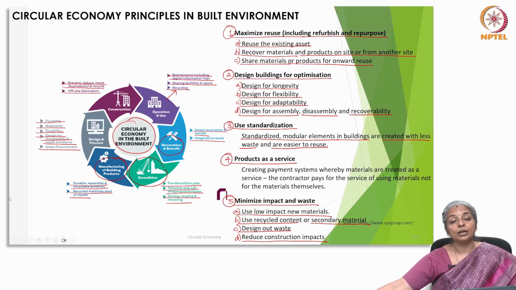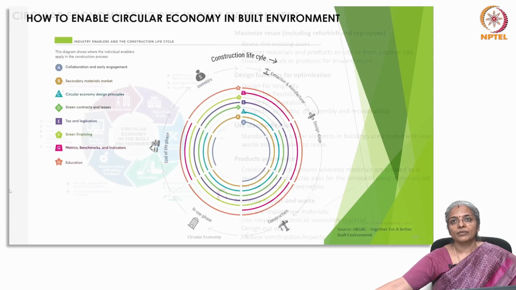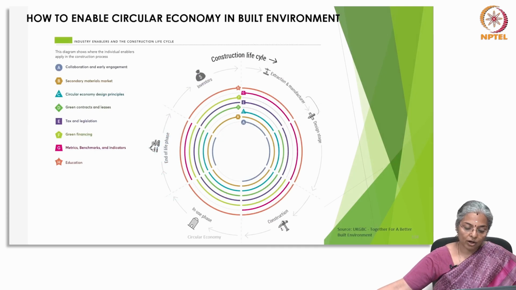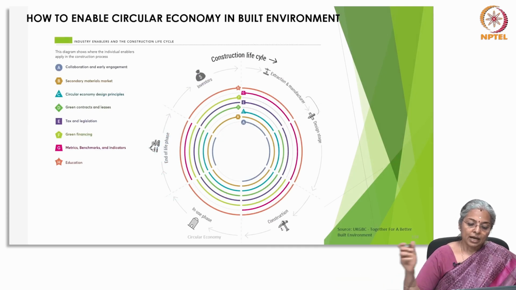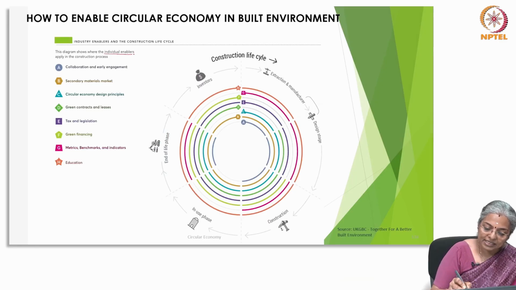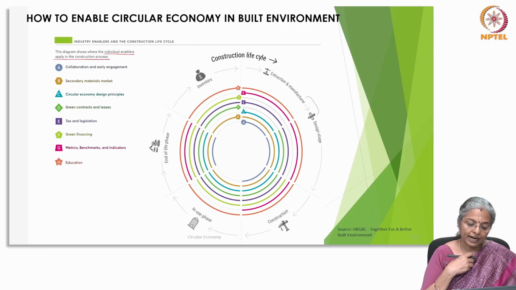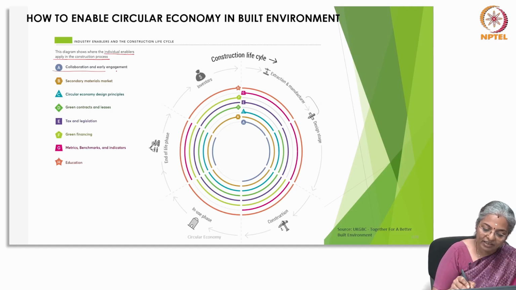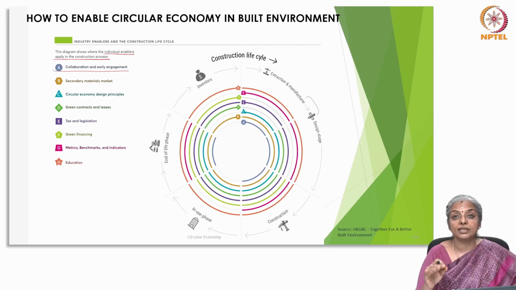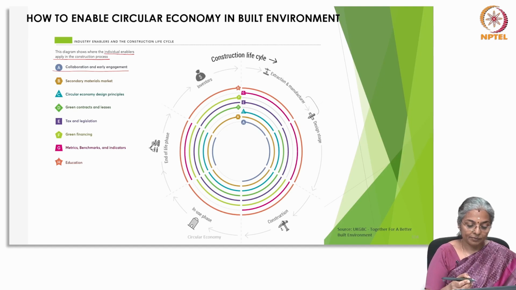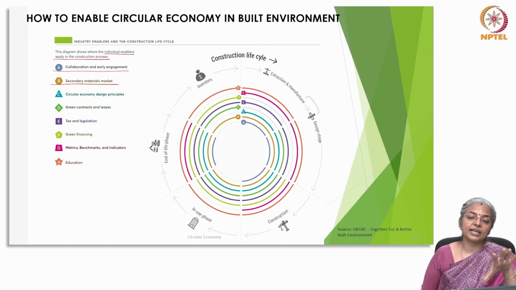When you look at architecture, how can we use circular economy? These are the ways. Now, how to enable circular economy in the built environment? This diagram shows how we as architects can be enablers in the construction process. We should collaborate and have an early engagement with all the stakeholders: client, building manufacturing sector, contractors, also the laborers. How are you looking at the secondary materials market?